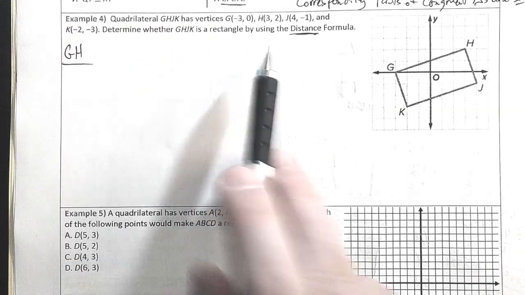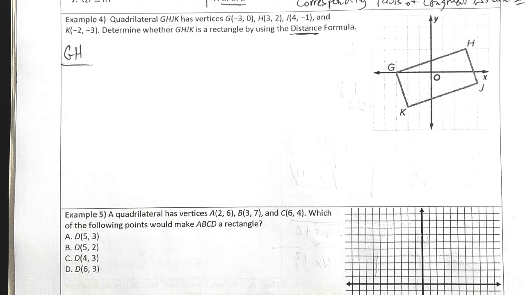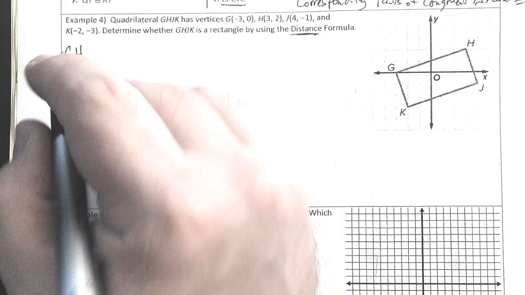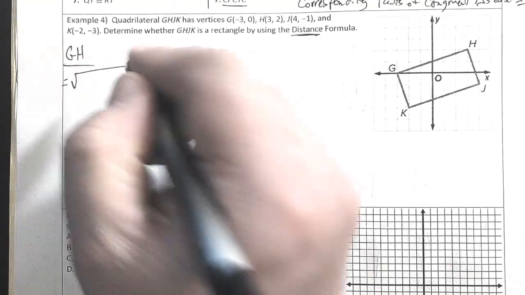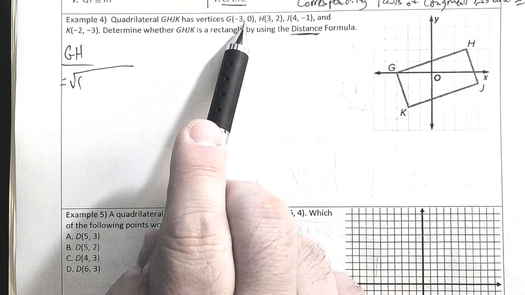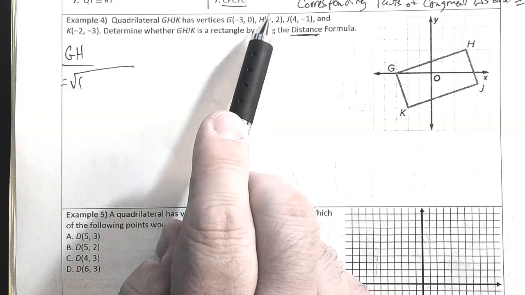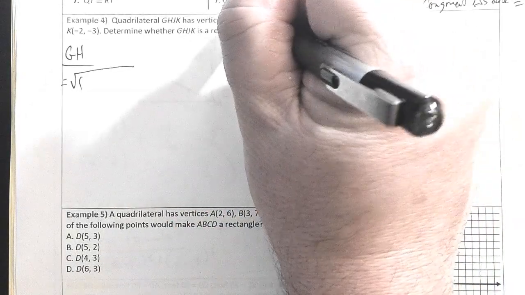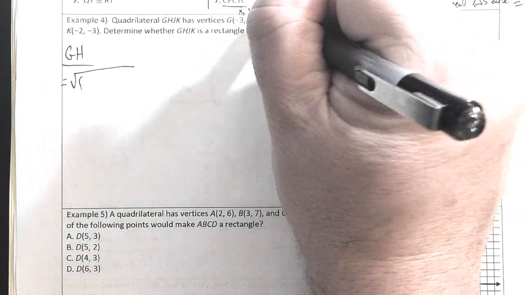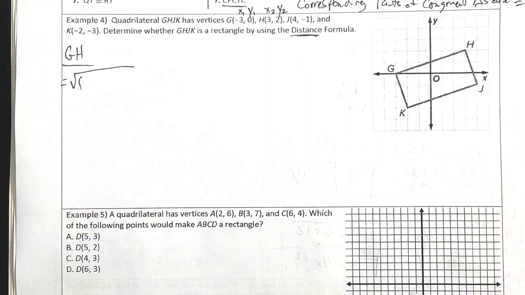Distance formula, it's on the reference sheet. The distance formula is the square root of x sub 2 minus x sub 1 squared plus y sub 2 minus y sub 1 squared. So GH, in this case, I'm going to make these the x2s, these the x1s. And it doesn't matter which is which, as long as wherever x1 came from, y1 came from the same place.